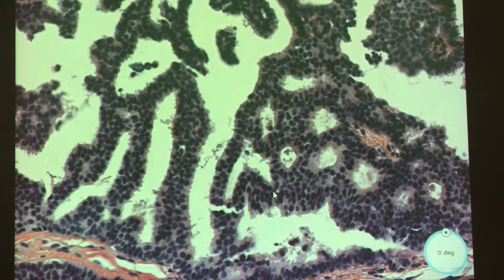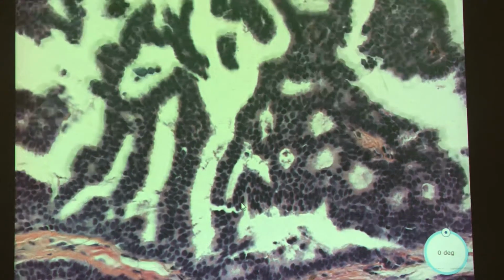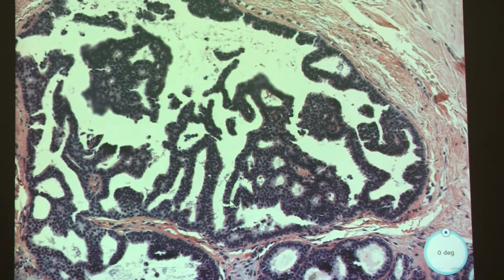Right. Do you remember anything else that we use when we're grading DCIS? I have, but it's escaping me. That's okay, because everything kind of has its own criteria, right?